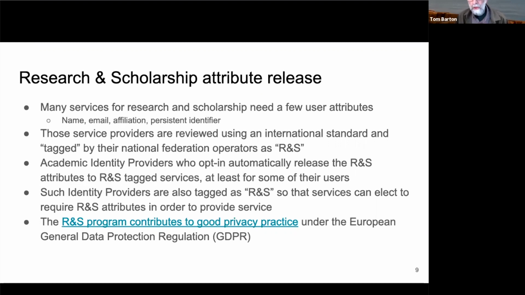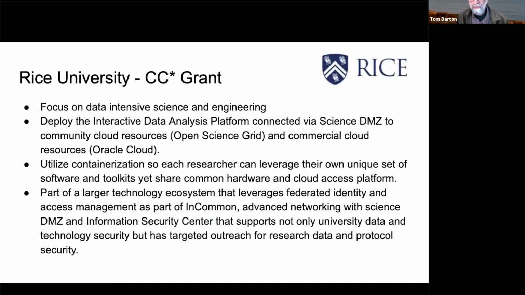what I think that, kind of digging into what the National Science Foundation's requirements for the campus cyber infrastructure are when it comes to InCommon. And Clara, will you tell us what Rice is doing in response to the solicitation? Thank you very much, Tom.